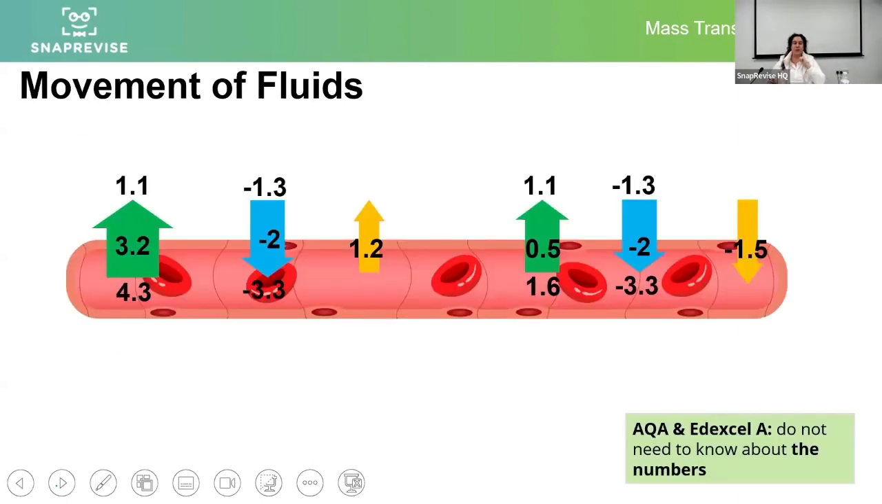So how does that whole pressure look like? If you're AQA and Edexcel, you don't need to know the numbers. I don't necessarily think that you need to memorize the numbers anyway, but you need to be able to discuss them, and you need to be able to notice the differences, and you need to be able to evaluate them. So in green here, we have the net hydrostatic pressure.